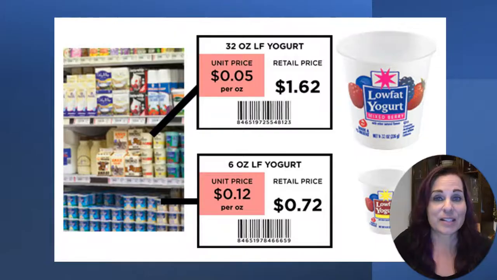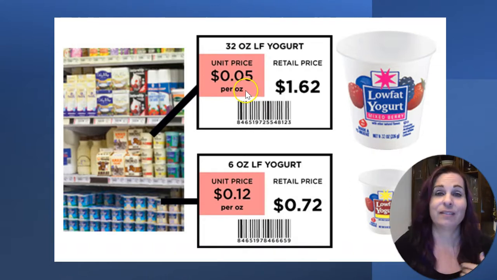Sometimes it looks like this. They tell you how many ounces you're getting, what the price is, and then they give you the unit price. They don't always give you the unit price, which is why it's good for you to know how to find it so that you can be an informed consumer and get the better deal.